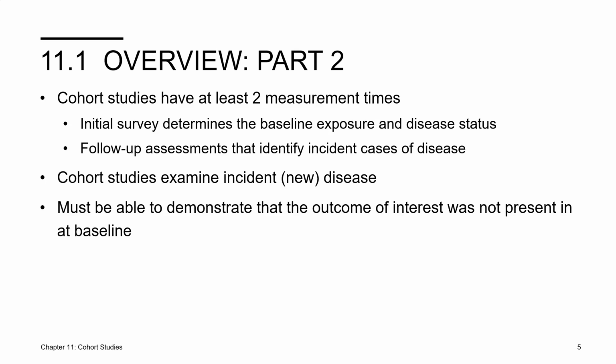You must be able to demonstrate that the outcome of interest was not present at baseline. So you want to give some sort of baseline assessment of all the health needs in a cohort study, and then each time you follow up, you would ask if someone has developed the diseases that you covered at baseline, and that will tell you if it's a new disease.